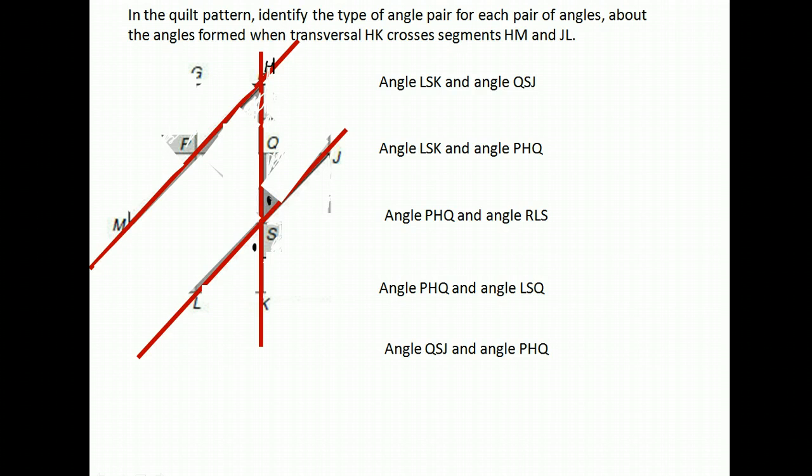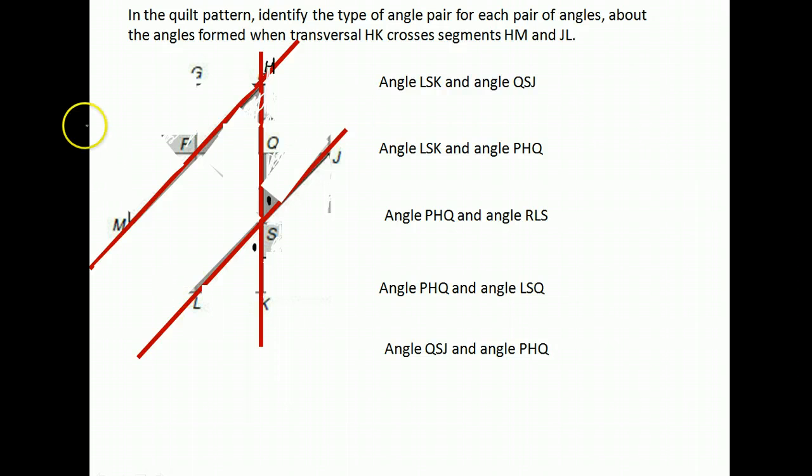What type of angle pair? Well, it's not one of our pairs we've been practicing because notice it's all on the same pair of lines. It's in the same intersection, and all of our pairs we've been practicing, we should have one at this intersection and one at this intersection. But it is a pair of angles that we've studied in the past.